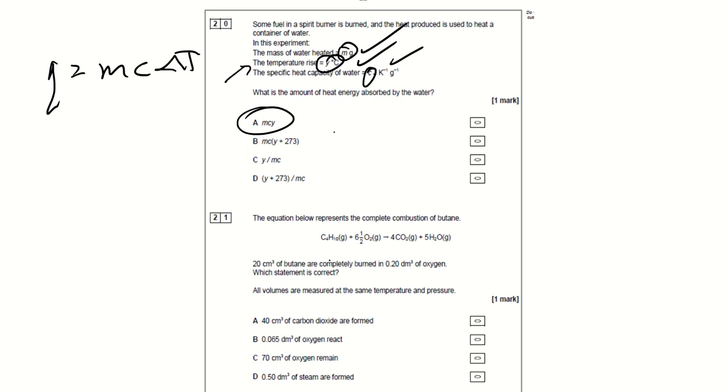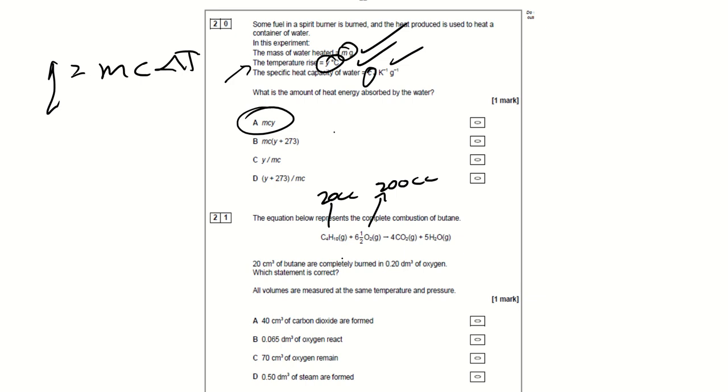Question 21, we're nearly there. The equation below represents the complete combustion of butane. 20 cc's of butane are completely burned in 0.2 decimeters cubed of oxygen. I just turned that to cubic centimeters, so we're working in the same units. Which statement is correct? All volumes are measured at the same temperature and pressure. 40 cc's of carbon dioxide are formed.